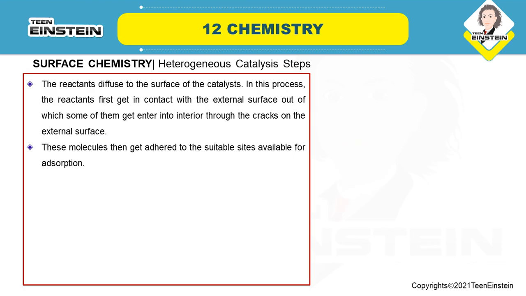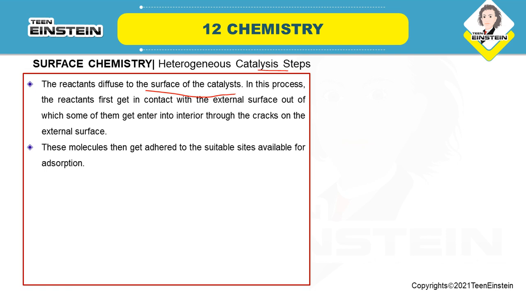Now what are the steps that are followed in heterogeneous catalysis, that we will see now. First of all, the reactants diffuse to the surface of the catalyst. This we have already seen in the previous picture. First SO2 and O2 are adsorbed on the surface of platinum. So this is the first step.